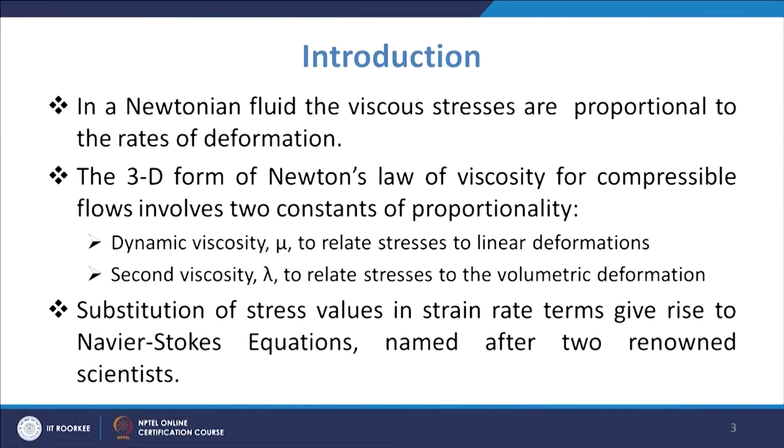If we talk about the Newtonian fluid, the viscous stresses are proportional to the rates of deformation, as we have understood earlier. In the three-dimensional form of Newton's law of viscosity for compressible flows, two constants of proportionality come in. We talked about Newton's law of viscosity, where the proportionality term was the coefficient of viscosity. Now, for compressible flows, we deal with two constants of proportionality, mu and lambda. Mu is known as the dynamic viscosity, which relates the stress to the linear deformation, as we have seen in Newton's law of viscosity earlier.